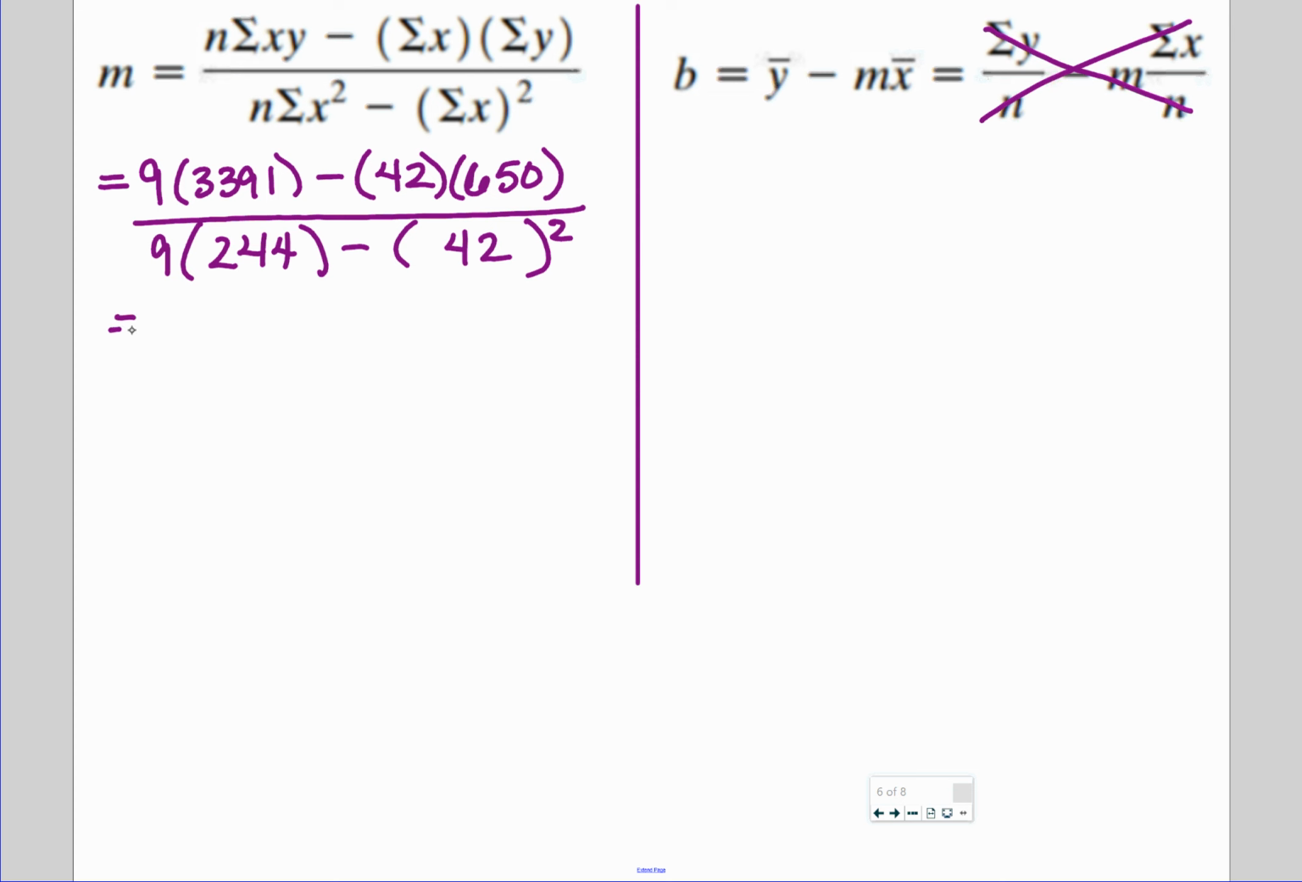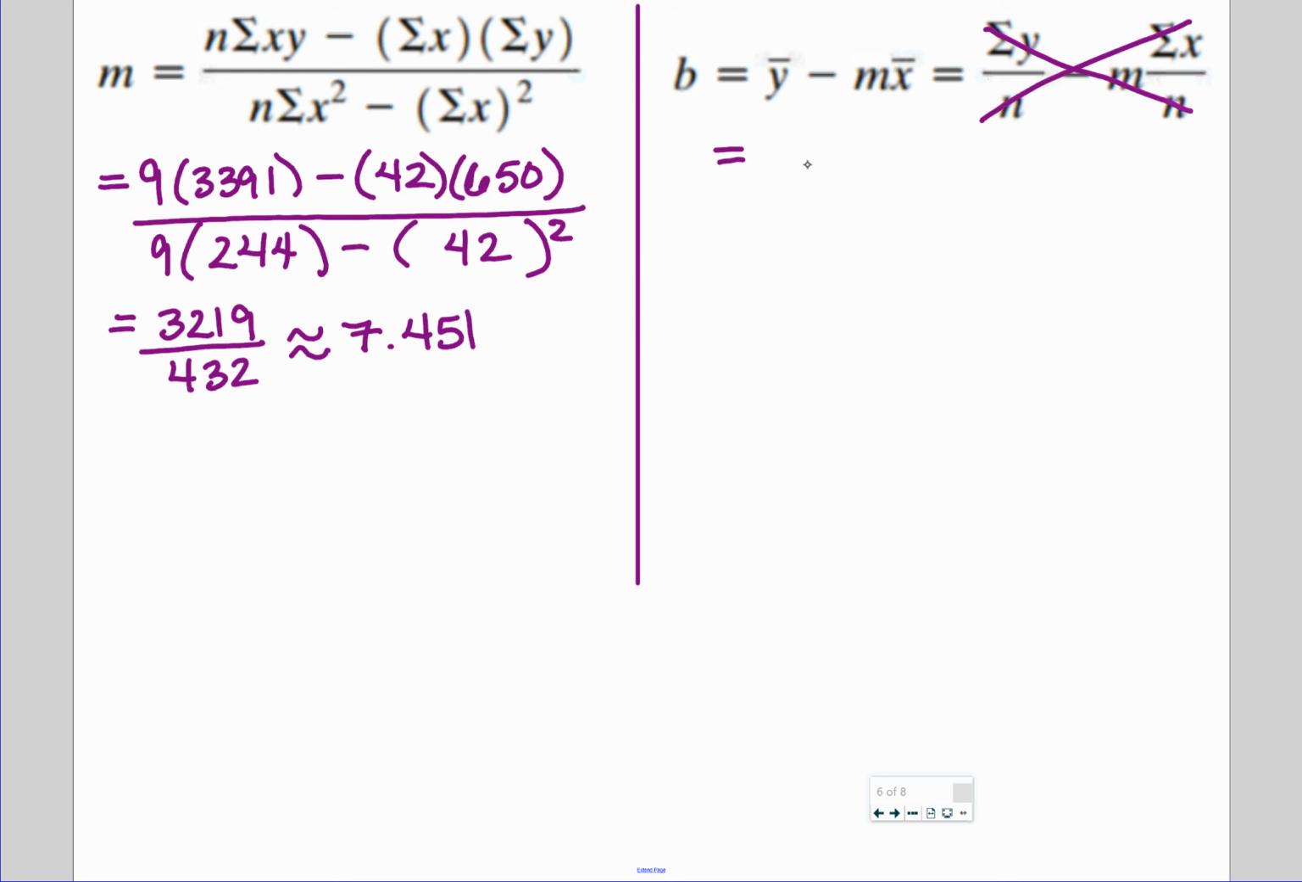Okay, so numerator and denominator separately here. 9 times 3,391 minus 42 times 650 gives me 3,219 on top. On the bottom, I get 432. Again, that's an exact answer. And then you can divide them, and you get 7.451, which is my approximate value for m.